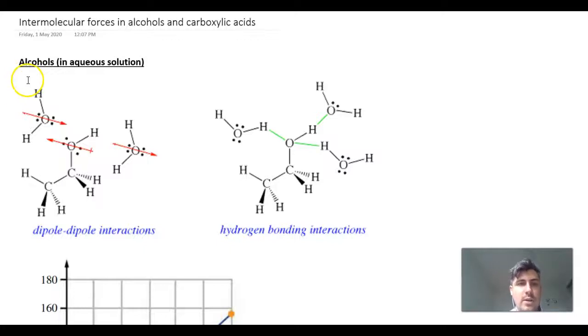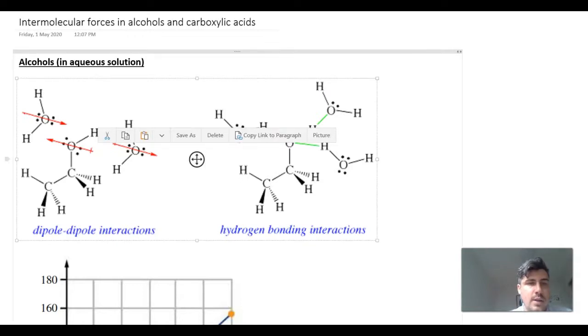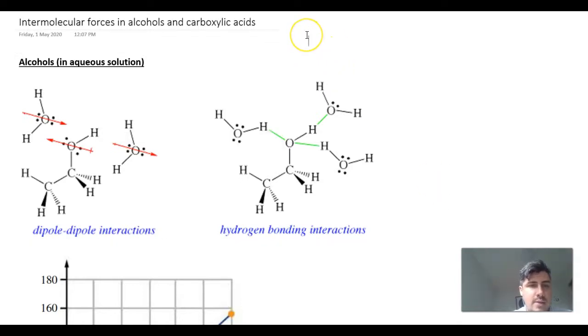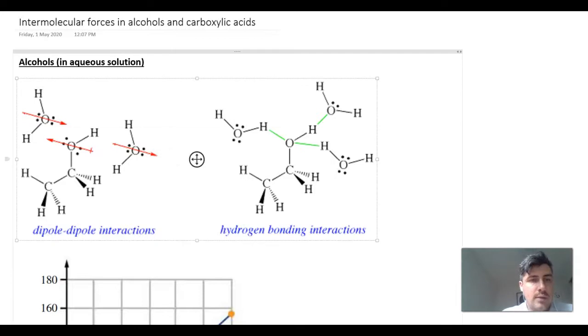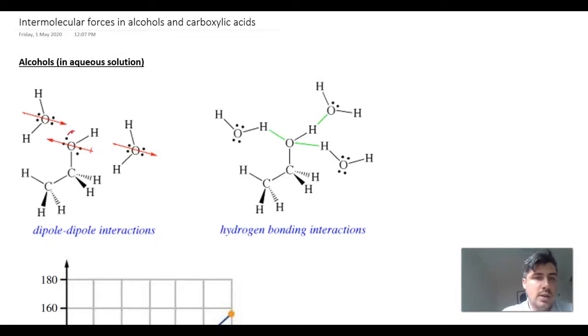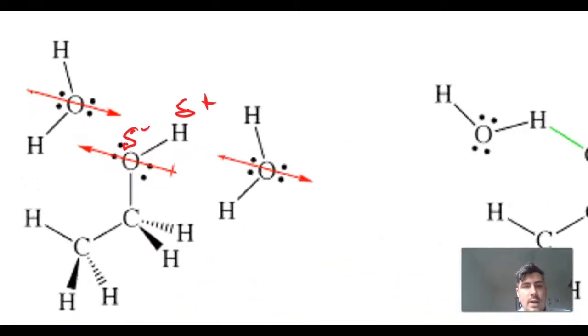Okay, we've already looked at alcohols and carboxylic acid structures. Now we're going to look at their intermolecular forces with water and with each other. So if we look at alcohols to start with, we can see that alcohols have a dipole. If you look at the fact that the oxygen is negative and the hydrogen is positive, this creates a net dipole on this end of the molecule, with the positive end being down here.